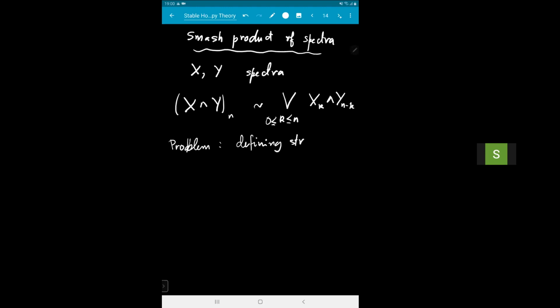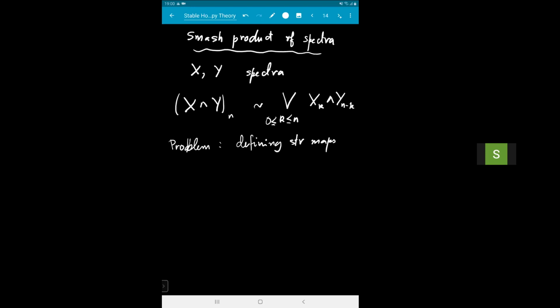So what I really get is like a bi-index spectrum. You should have structure maps in two directions, but from there to get the structure maps in one direction is a problem.